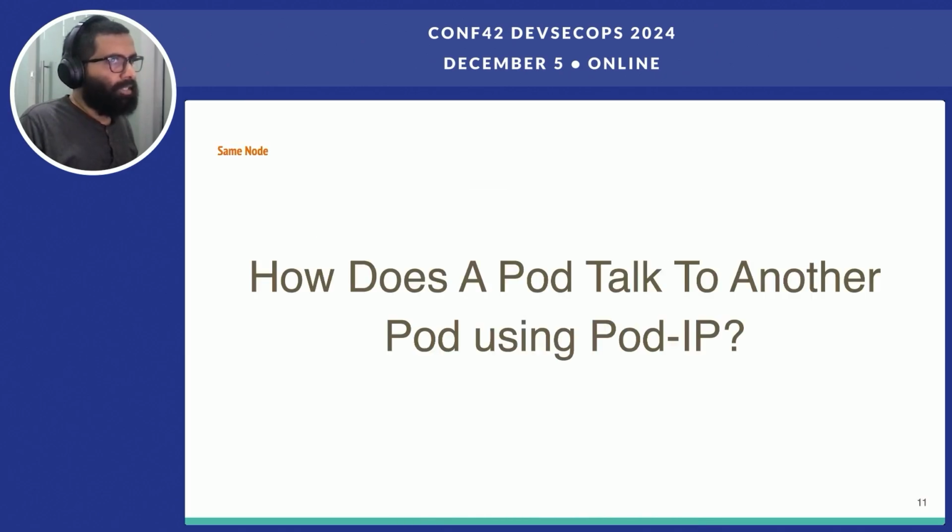Now that you understand how pods get their IP addresses, the next question is, how does one pod communicate with another pod using these IPs? Kubernetes provides a flat networking model that ensures that every pod can communicate directly with every other pod in the cluster as long as it knows the IP address of the other pod. So let's take a closer look at how this communication happens, starting with pods located in the same node.